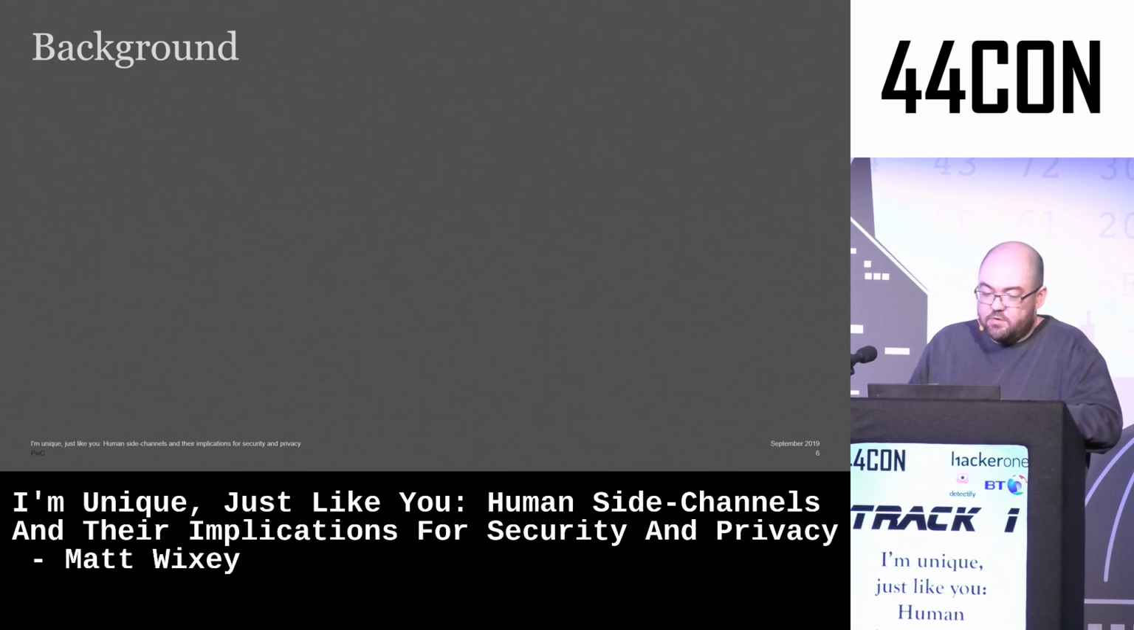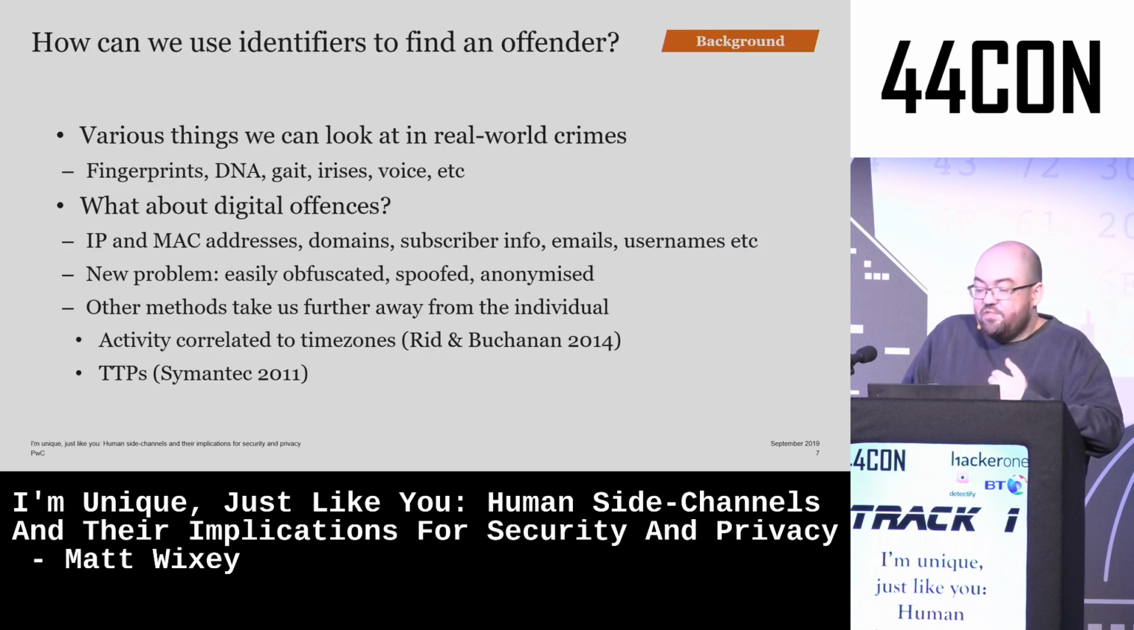So, a bit of background into why we should be interested in human side channels and what they mean. If you're investigating a real-world crime as a police officer, there are various bits of physical evidence you look for. You look for fingerprints, you look for DNA. You might look for things like gait in video footage, so the way that people walk. If you're looking at digital offences, though, it's a little bit more complex, because whilst you have equivalents in the form of IP addresses and MAC addresses, they are also the identifiers that are easiest to spoof, obfuscate or anonymise.